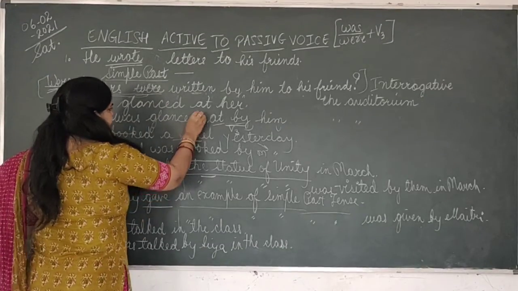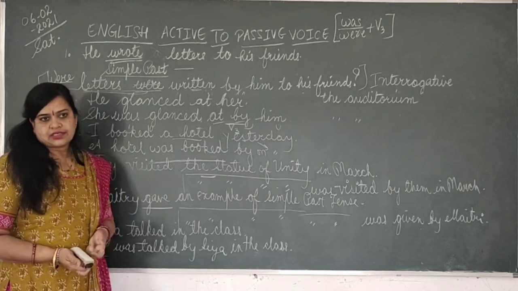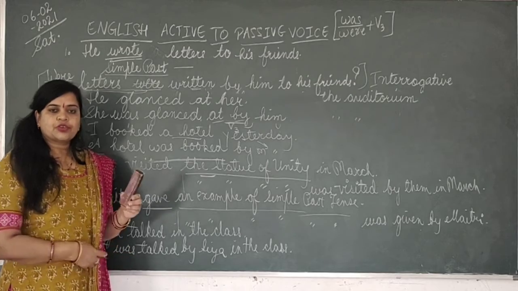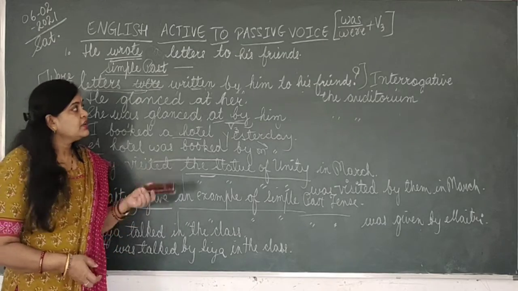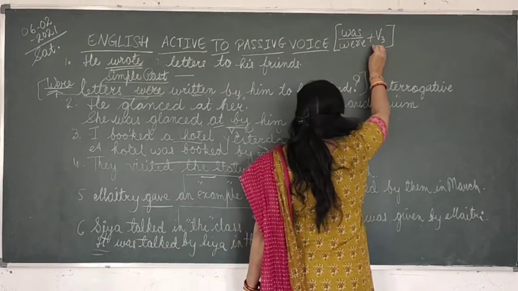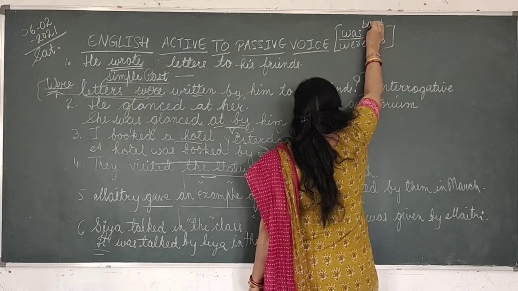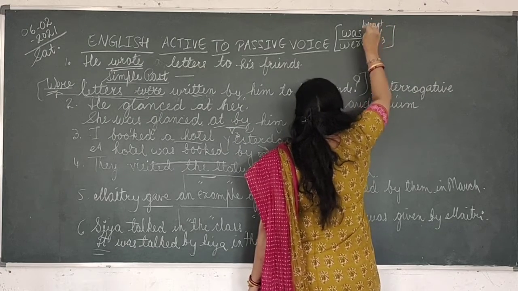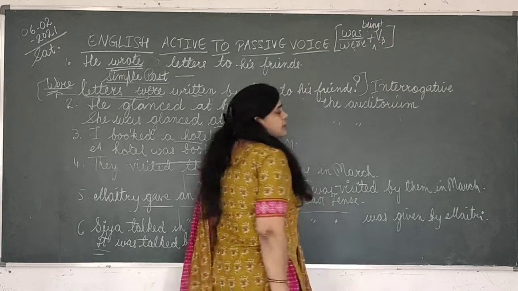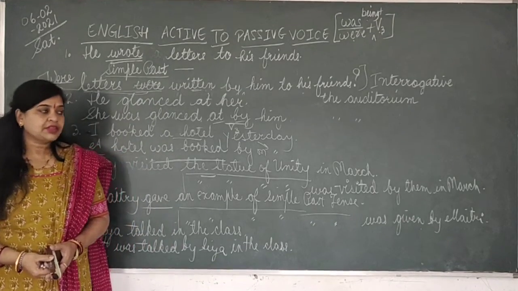Okay, now shall we try for past continuous tense. If you have understood this past continuous tense changing to passive, then you can easily understand past continuous. Here, one more word we have to add. Can you tell me which one? Being. Very good. Being. Was being busy. Were being busy. Were plus being plus busy. Was plus being plus busy.